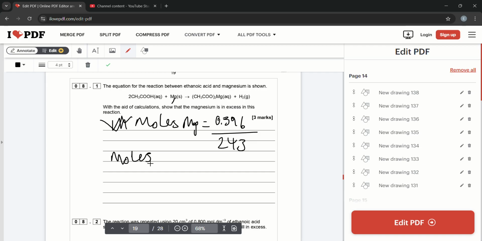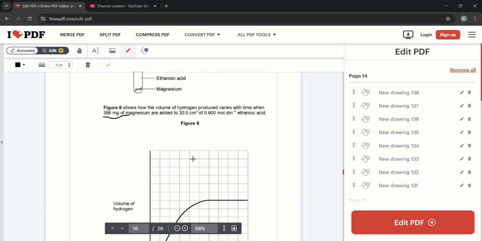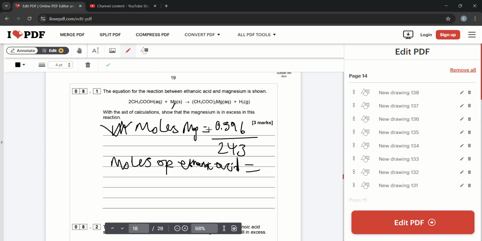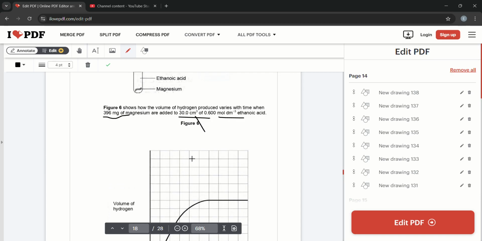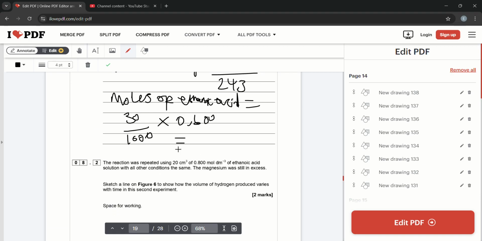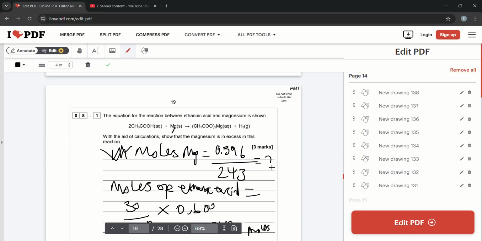Now let's find the moles of ethanoic acid, CH3COOH. In this case, we're going to use the other formula, moles equals concentration times volume. But the volume is in centimetres cubed, so we need to divide by 1000 to convert to dm cubed. So it's 30 divided by 1000, times 0.600, and that will give me 0.018 moles. For magnesium it will give me 0.0163 moles.